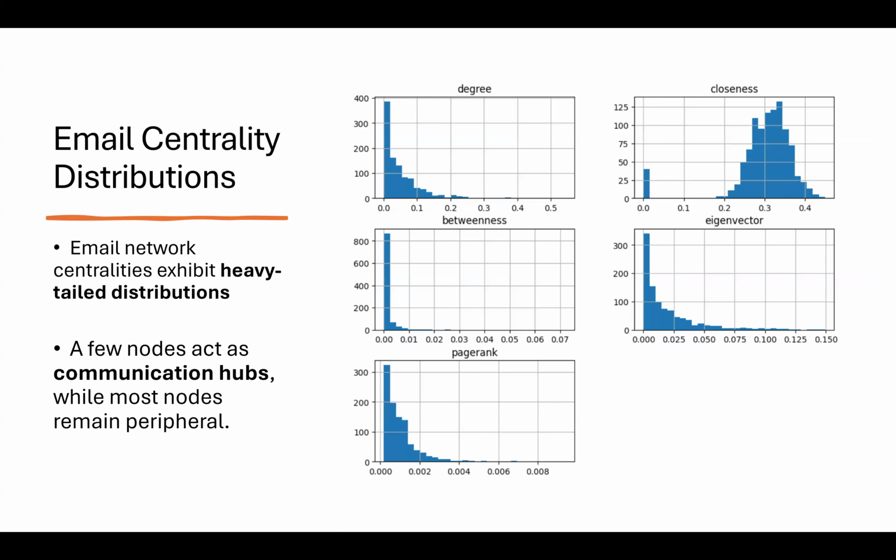And this slide shows the distribution of the 5 centrality measures in the email network. So most of the distributions are heavily right skewed, meaning that the majority of nodes have very low centrality values. However, a small number of nodes have significantly higher values, and it forms the long tail of the distribution. There's a long tail here, if you can see it.